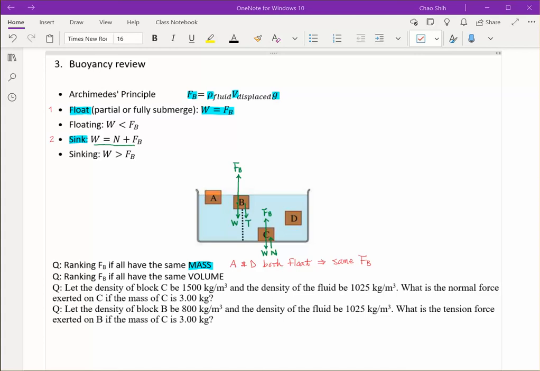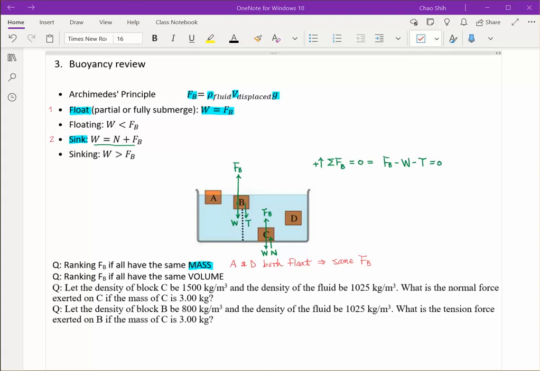So we write the net force of the B, and this should be equal to 0. And if you make going up to be the positive, then you can write the F of B minus W minus T equal to 0.